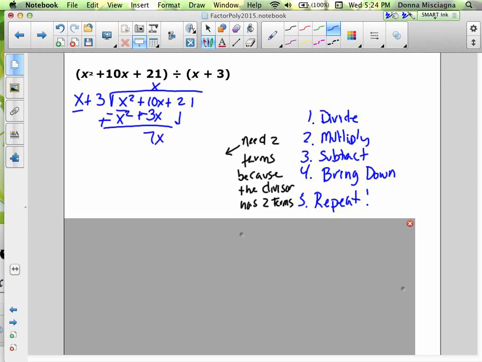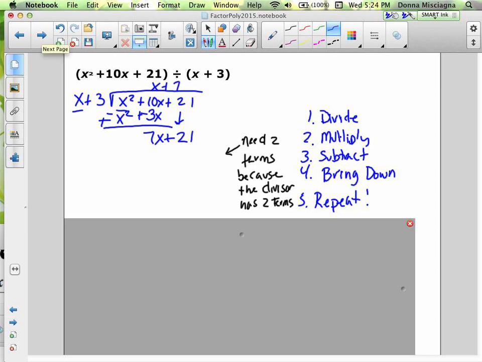And now I don't have enough terms. I need to work at 2 terms at a time. But we only think about the very first term, the leading term, because that's the one we have to match. We have to make sure there's no leftovers on the leading term. Otherwise, we didn't choose our greatest divisor. All right. So what would I have to multiply x by to get 7x? I have to multiply x by 7.